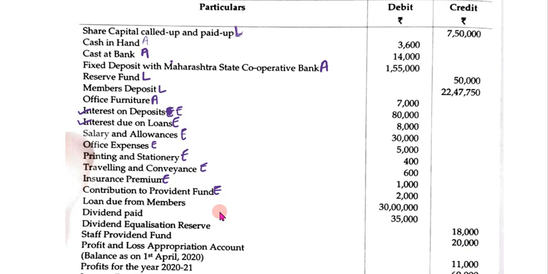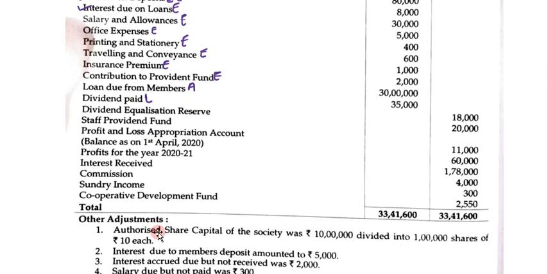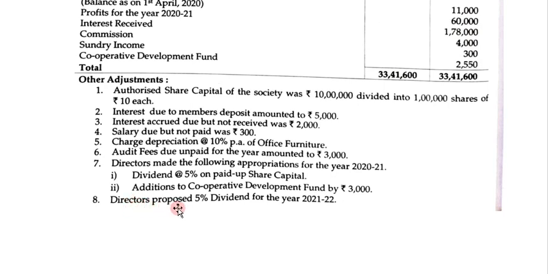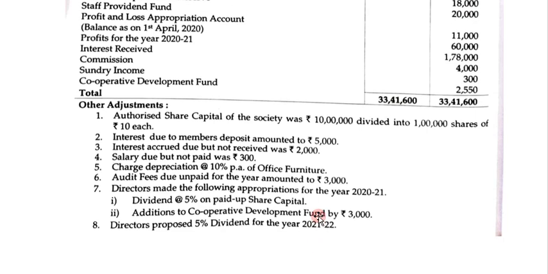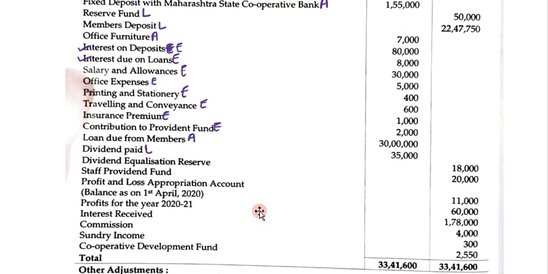Then loan due from members, rupees 30 lakh rupees. So this is assets. Dividend paid is liabilities. We will mark in liabilities, though it is in debit. The amount of dividend paid is in debit, but we have adjustment on dividend. Like directors propose 5% dividend for the year 2021 to 2022. So we will mark this as tick mark. Okay, at last we'll solve the dividend paid adjustment.